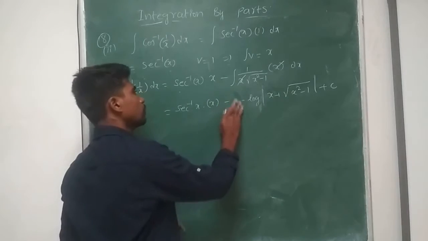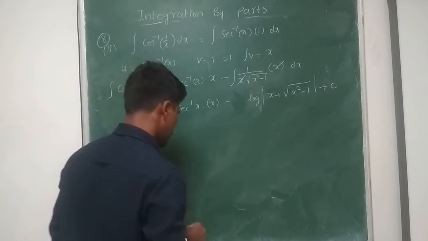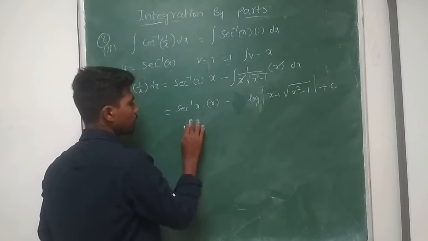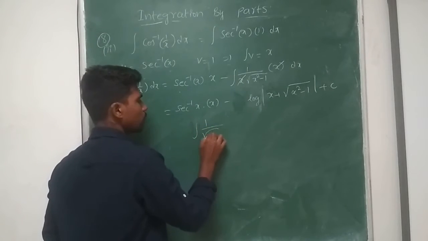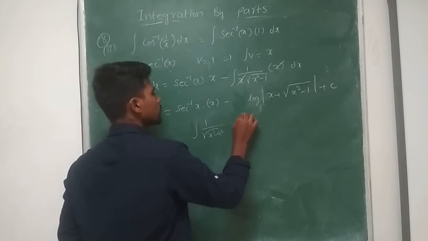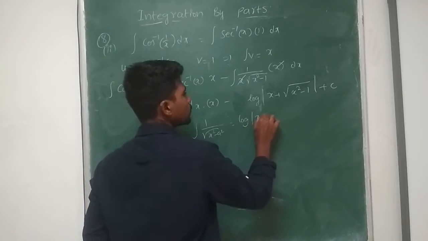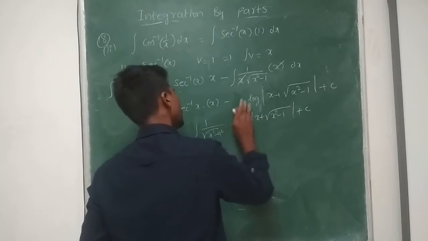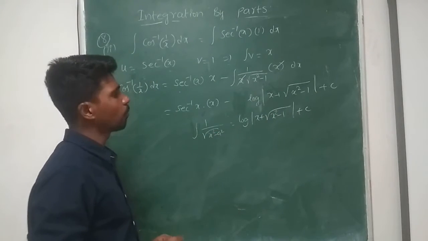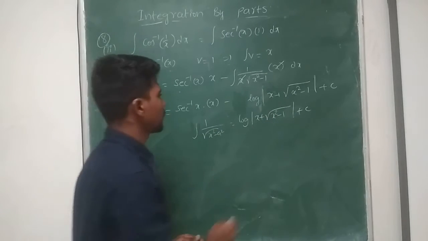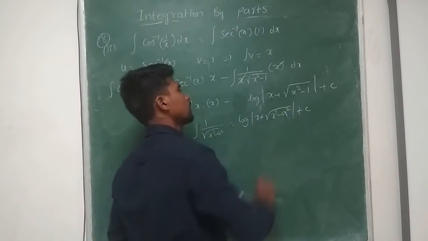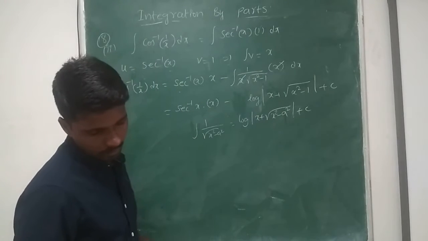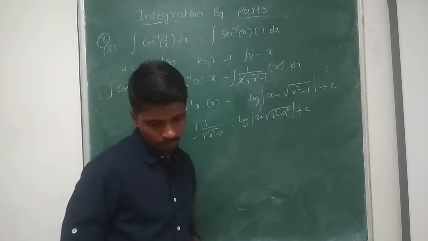Sorry, we won't get 1 by 2 now. So what is the formula? Once again, integral of 1 by root of x square minus a square, which is nothing but log modulus of x plus root x square minus 1 plus c. So 1 by 2 we won't get, we get only log mod x plus root of x square minus 1. Okay, go to the next problem.